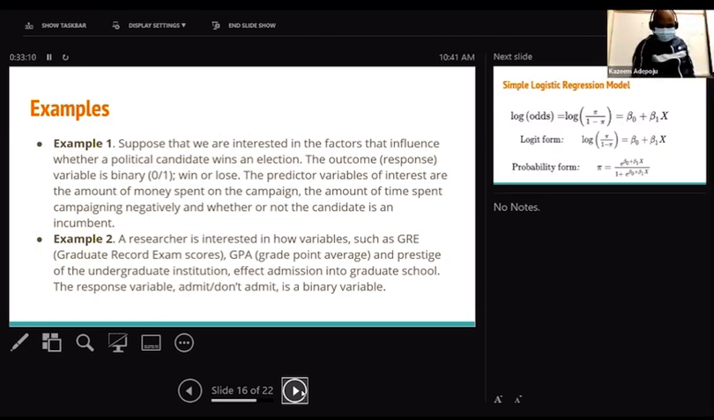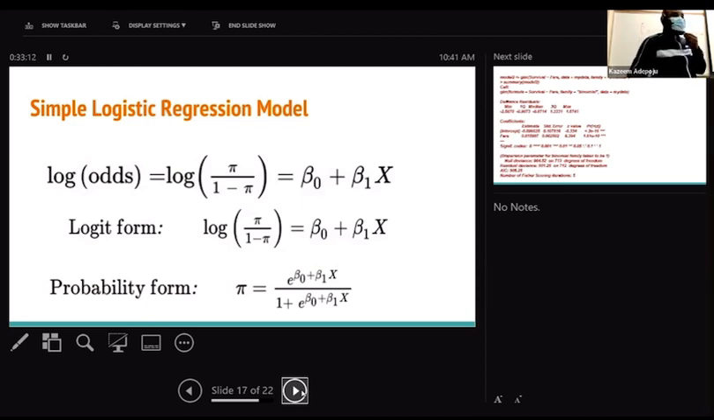But I basically want to show you the model. How does a logistic regression model differ from a linear regression model? I want you to pay attention now. This is where we're going. In a linear regression model, I'm going to show you what you're going to see, the model.